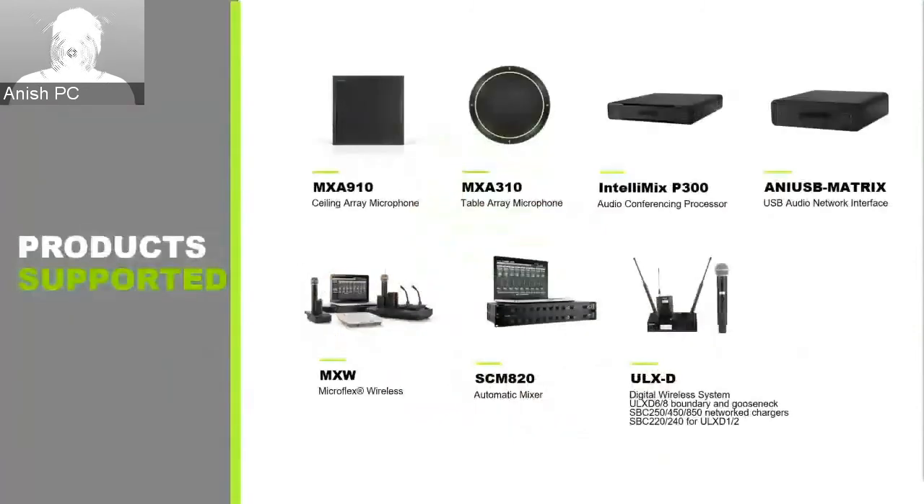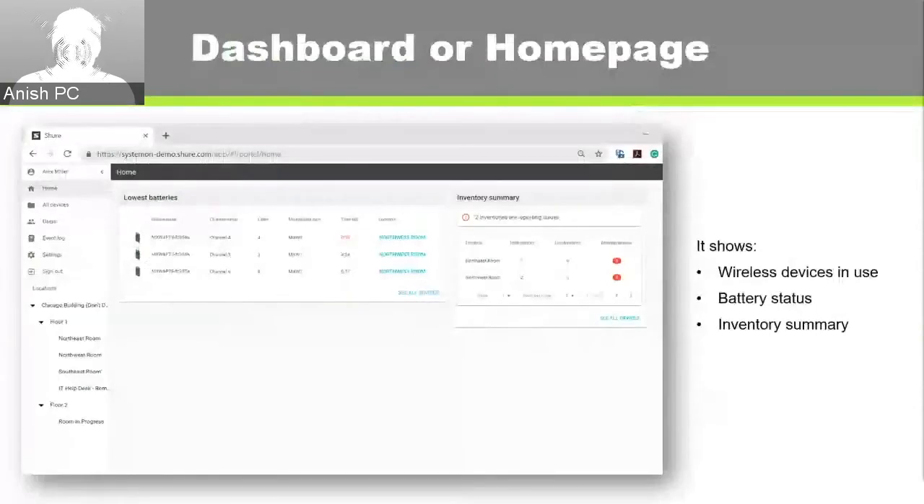So SystemsOn supports a variety of Shure products, including the MXA910, the IntelliMix P300, the NE USB Matrix, the Microflex wireless system, the SCM820 automatic mixer, and the ULXD wireless system. So we are going to discuss the UI flow of the SystemsOn.